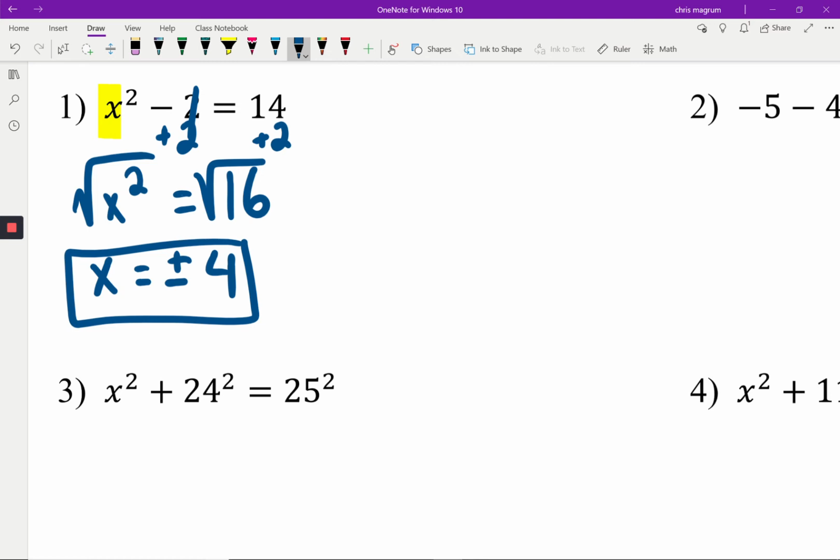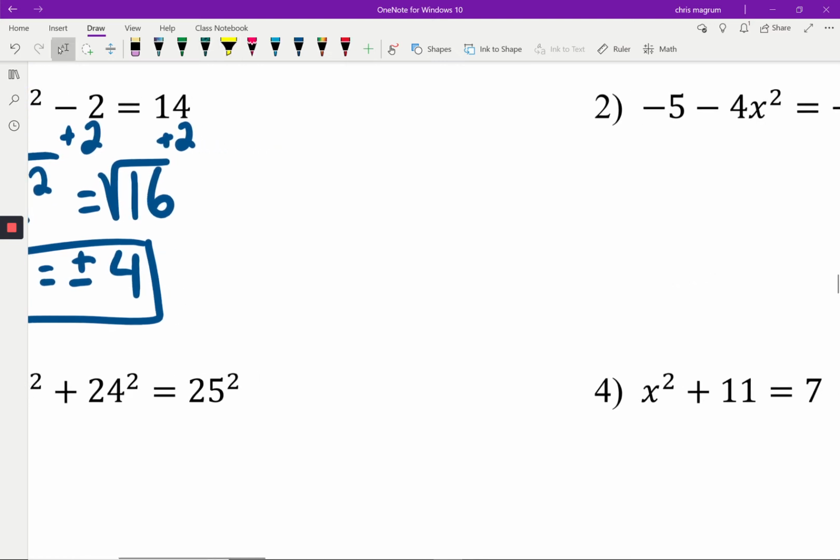If you plug those 2 values into the original equation, you can double check and make sure that works. So just quickly, verbally checking this. If we square one of our solutions, let's pick the positive, 4 squared is 16, minus 2, yep, that's 14. And if we try the negative, a negative times a negative is a positive, so negative 4 times negative 4 is positive 16, minus 2, 14. So they both work. Those are the correct solutions.